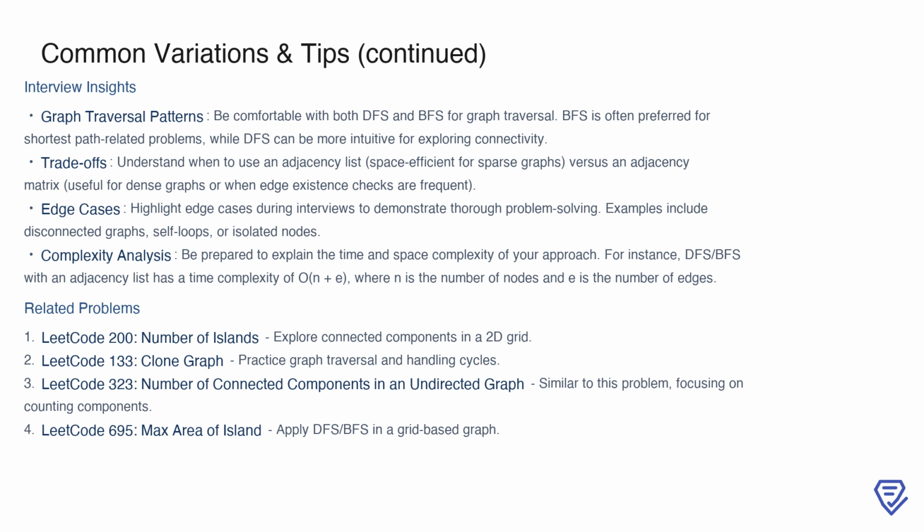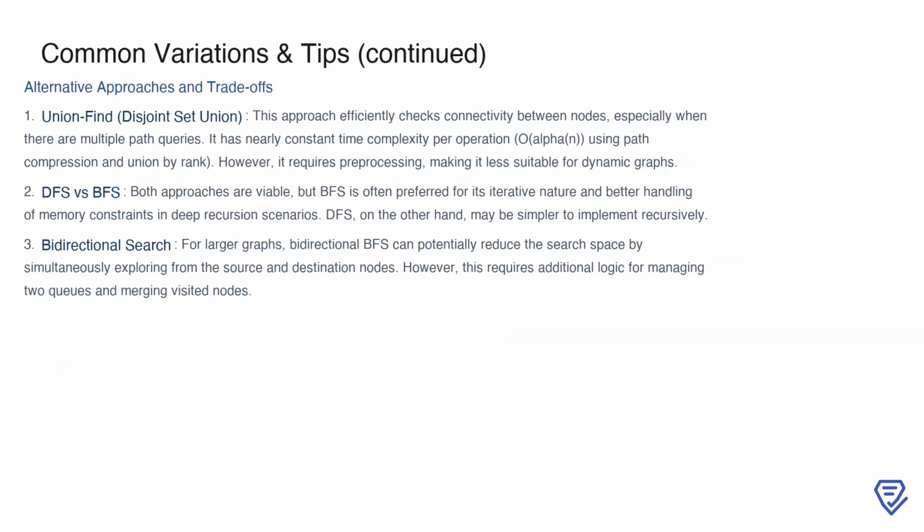Finally, practicing related problems can strengthen your understanding. Problems like LeetCode 200, which explores connected components in a 2D grid, or LeetCode 323, which counts connected components, are excellent for building foundational skills. Similarly, LeetCode 133 and 695 challenge you to handle graph traversal and apply DFS or BFS in different contexts. Exploring alternative approaches and their trade-offs can give you an edge when tackling this type of problem.